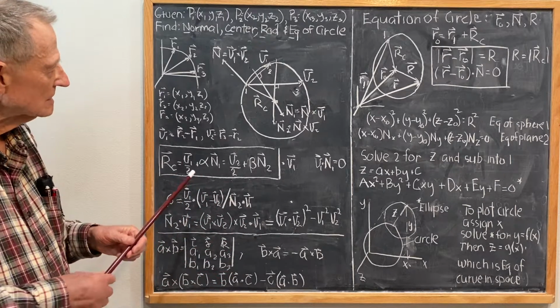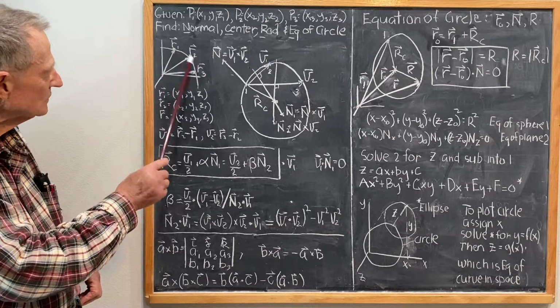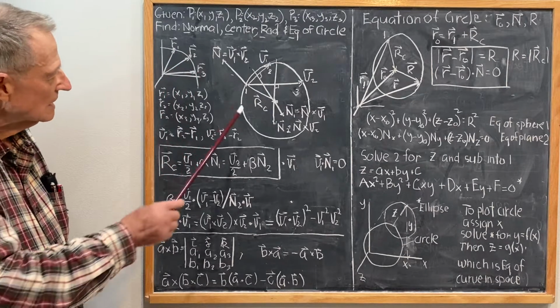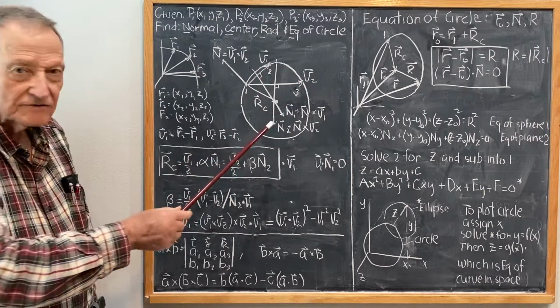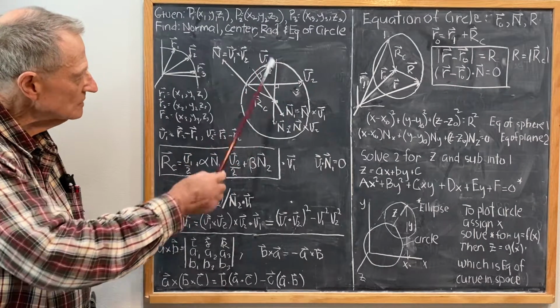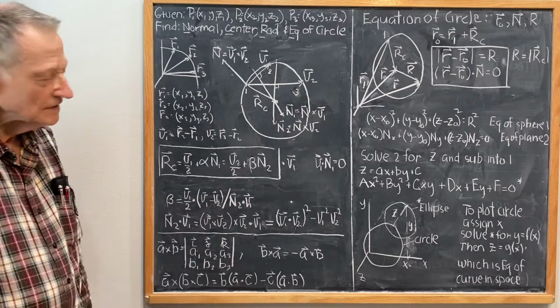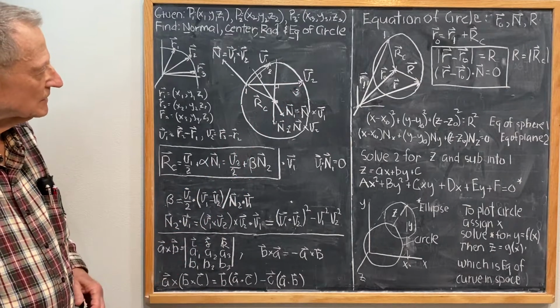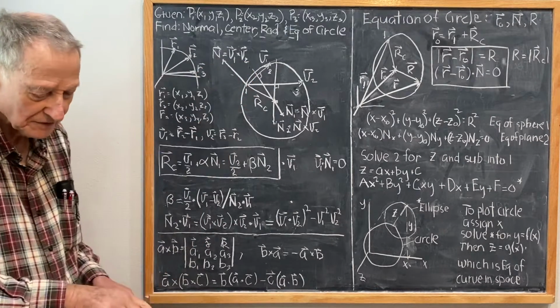Now, this is the circle. These are points R1, R2, and R3 given here. There's point 1, there's point 2, and there's point 3. V1 is the vector from 1 to 2. V2 is the vector from point 1 to 3. Now the normal to the plane is very simple: V1 cross V2 is equal to N.